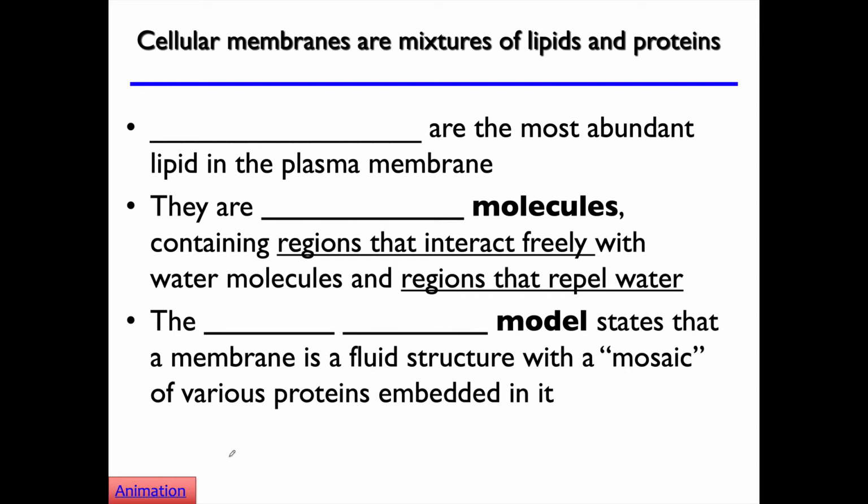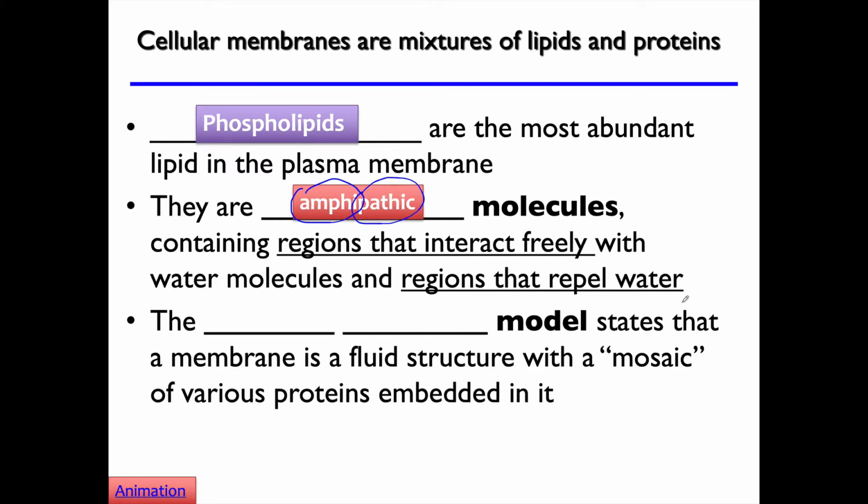As we mentioned earlier in our chapter, cell membranes are a mixture of lipids and proteins. And we said that the biggest part was made of phospholipids, which we learned during biomolecules, the most abundant lipid in the plasma membrane. Now, they get a special name to describe them, and here it is. It's a two-part word, amphipathic. So amphipathic basically means that these molecules have a dual nature. They contain regions that interact freely with water and regions that repel water.